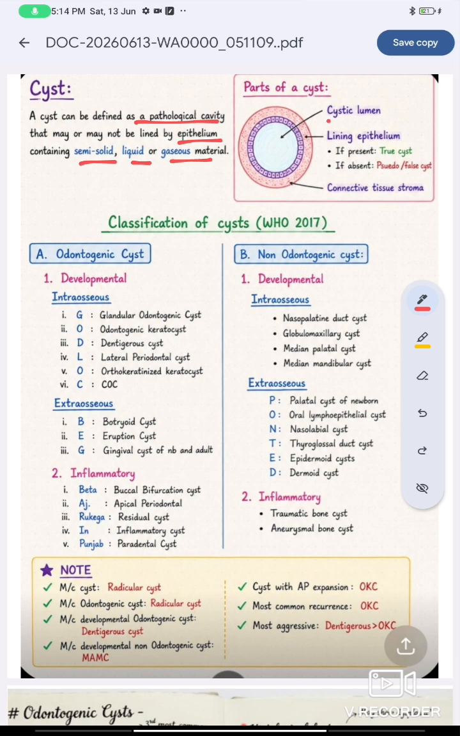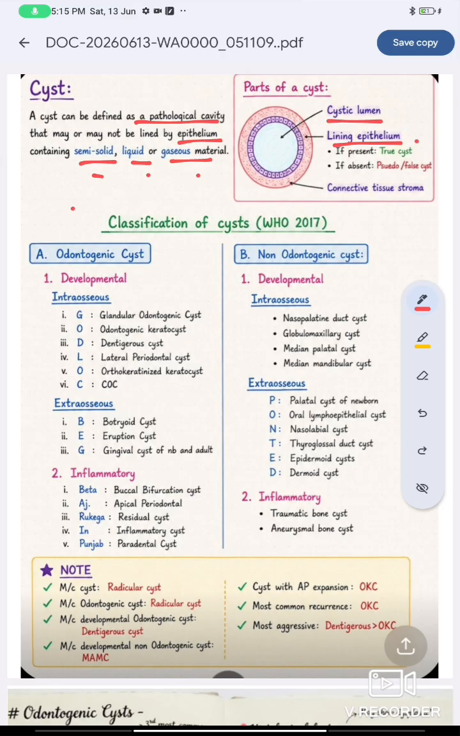Firstly, we have the cystic lumen. Lumen is the central area of the cyst, where we aspirate from, right. The lumen contains semi-solid, liquid and gaseous material. Then is the lining epithelium. The lining epithelium may be derived from odontogenic epithelium or others.